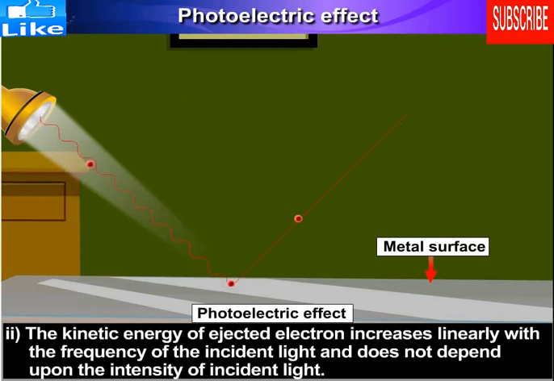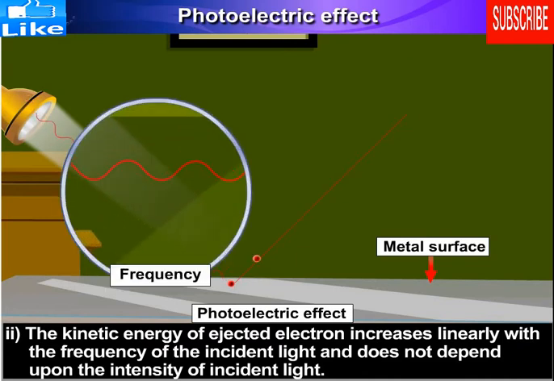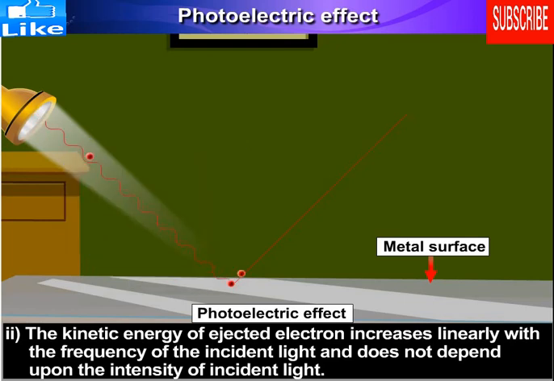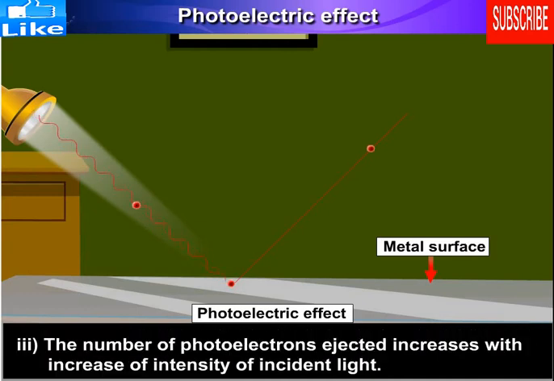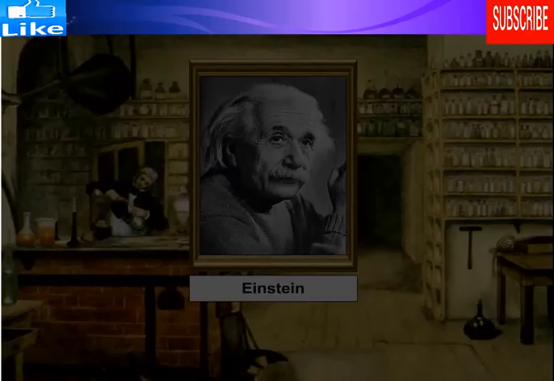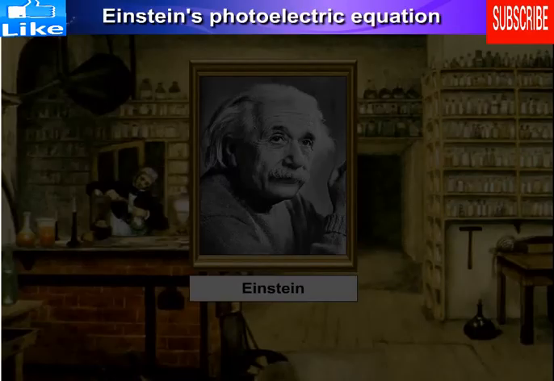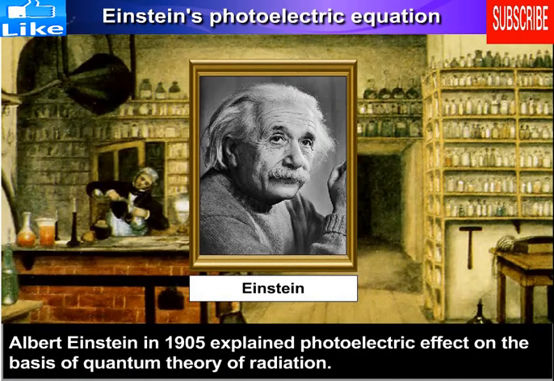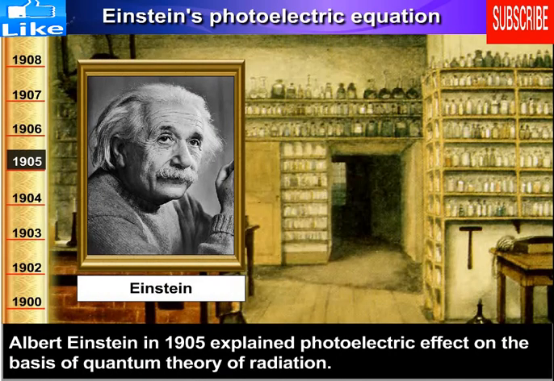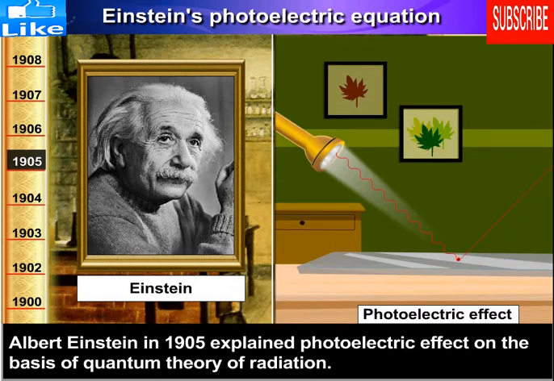2. The kinetic energy of the ejected electron increases linearly with the frequency of the incident light, and does not depend upon the intensity of incident light. 3. The number of photoelectrons ejected increases with increase of intensity of incident light. Einstein's photoelectric equation. Albert Einstein, in 1905, explained the photoelectric effect on the basis of the quantum theory of radiation.